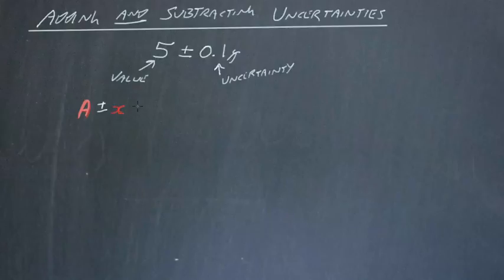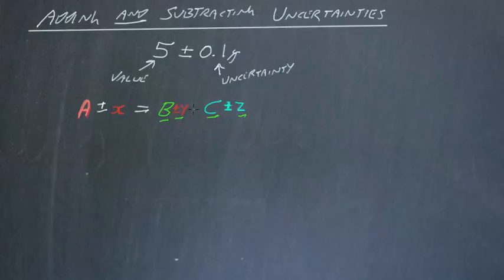And that is equal to two values that we've put together. So that is value B and value C. And value B has an uncertainty of Y, and value C has an uncertainty of Z. So all of these letters are just placeholders for numbers. Now we know the value of B and C because we've measured them, and we've determined the value of Y and Z by looking at the measurement equipment.